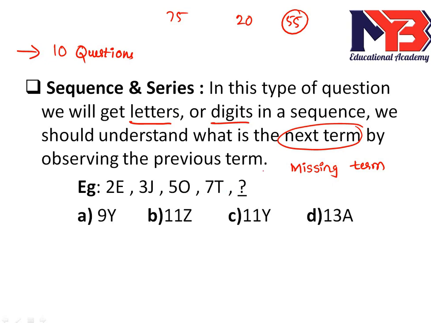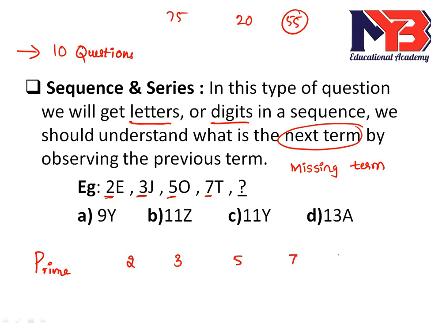So I need to find out what is the next term which is available here. To get the next term, let me look at my letters individually and my digits individually. If I start with the digits, this is 2 and this is 3, this is 5 and this is 7. Have you seen these numbers anywhere? Yes, these numbers are nothing but prime numbers, which started with 2, and next will be 3, next will be 5, and the next will be 7.